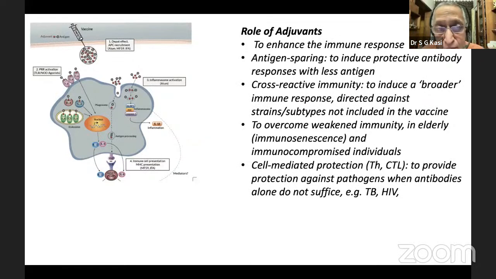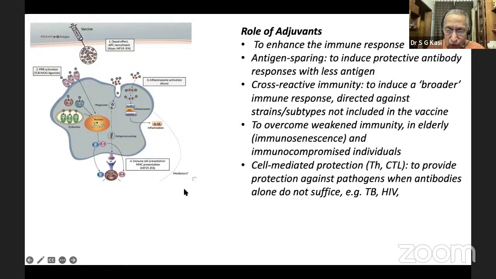Cross-reactive immunity. You all know that Cervarix had AS04, and as a result it had a lot of cross-reactive immunity against serotypes which are not present in the vaccine. We know that influenza vaccine doesn't work very well in the immunocompromised and even in the elderly. So adjuvants are added to it so that you get a better response in the elderly.